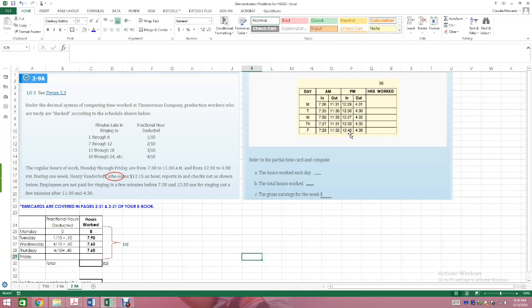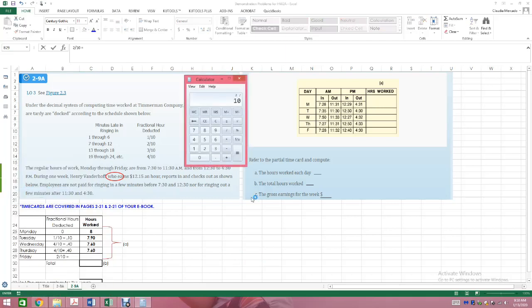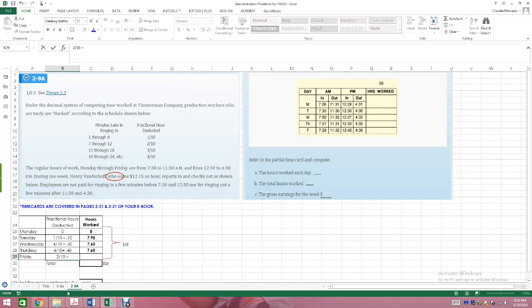He should have clocked in at 12:30. So that makes him 10 minutes late. So from 7 through 12 minutes, he's going to get docked 2/10. So calculator, 2 divided by 10 gives you 0.20. That's how much he's going to get docked.